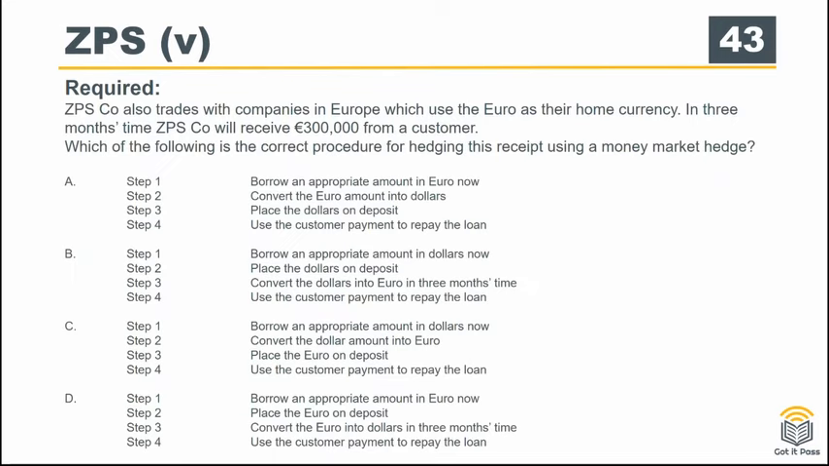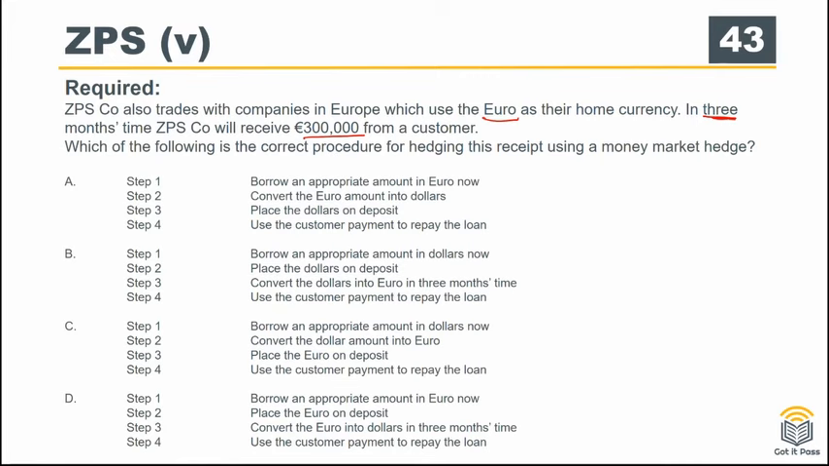Part 5 of set ZPS, the requirement asks you about the company also trading with companies in Europe, which use the euro as their home currency. In 3 months' time, the company will receive 300,000 euro from a customer. Which of the following is the correct procedure for hedging this receipt using a money market hedge?